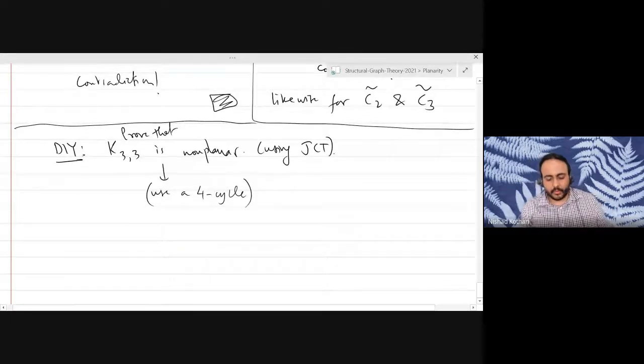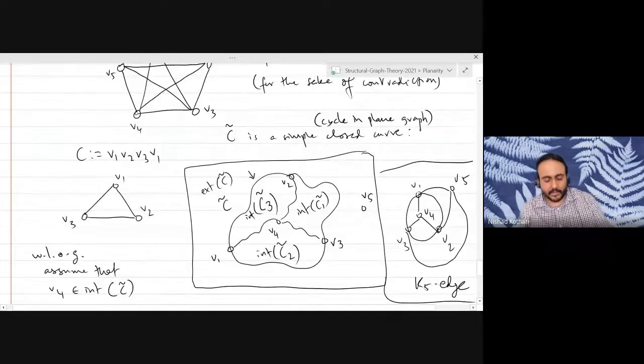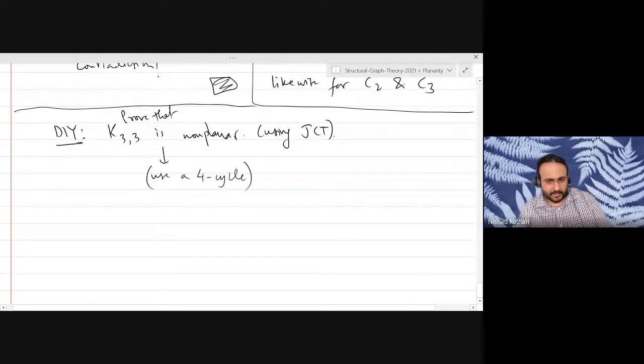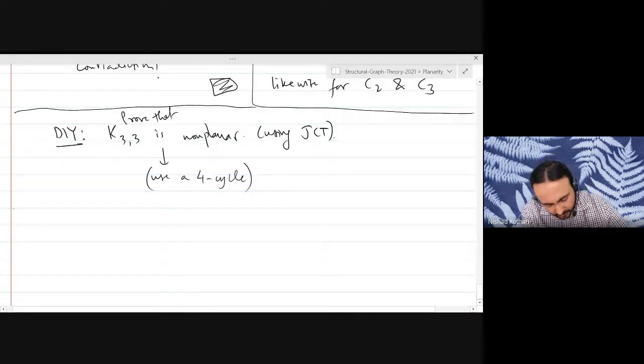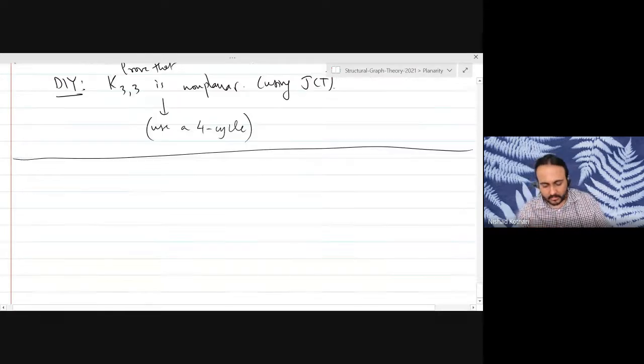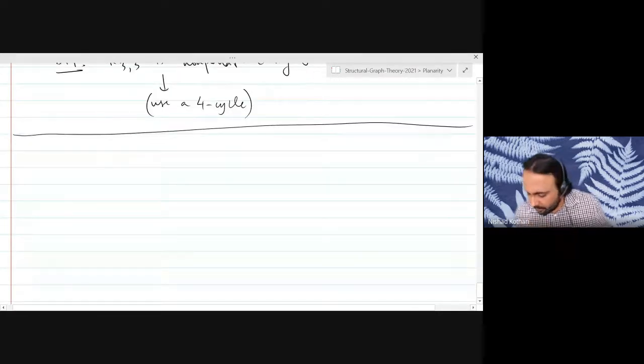Right? So in the previous proof, we started with a 3 cycle, V1, V2, V3. In the case of K33, you start with a 4 cycle and you try getting a similar argument. Okay? Good. Are there any questions at this point?